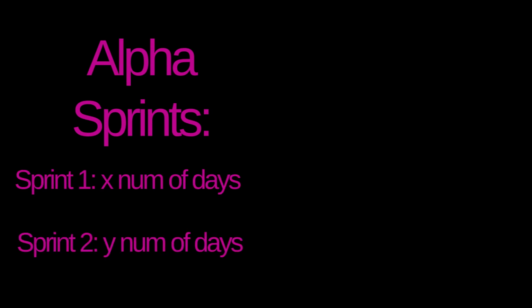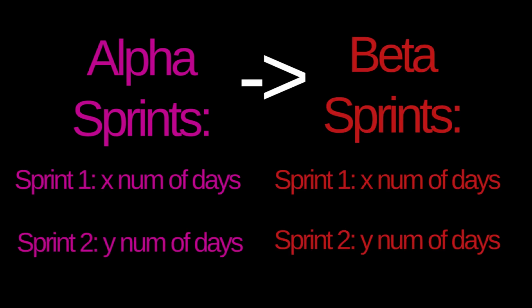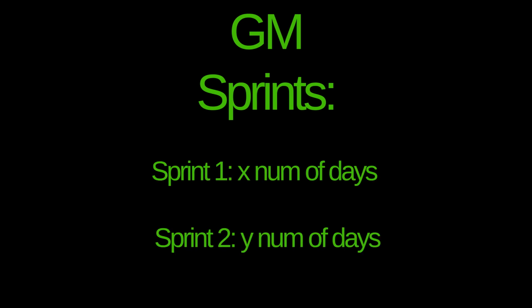The immediate conclusion I drew from this information was that I could first create the sprint timeline for the alpha and just copy and paste that into the beta. Finally, I would have to create a separate sprint timeline for the golden master.